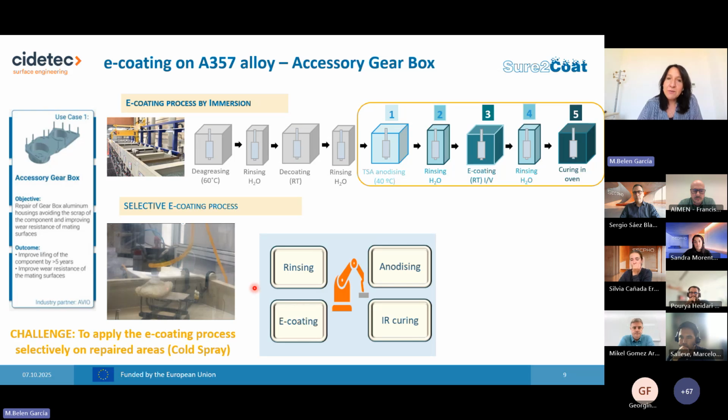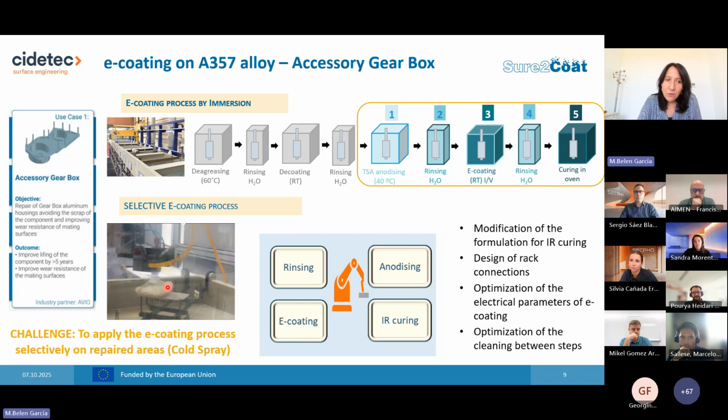So the brush plating technology implies recirculating the electrolyte through a tool where the counter electrode is placed. In this case, it is the cathode. We move this tool towards the surface that we want to treat, where we want to apply the coating, and at the end we have there the coating.